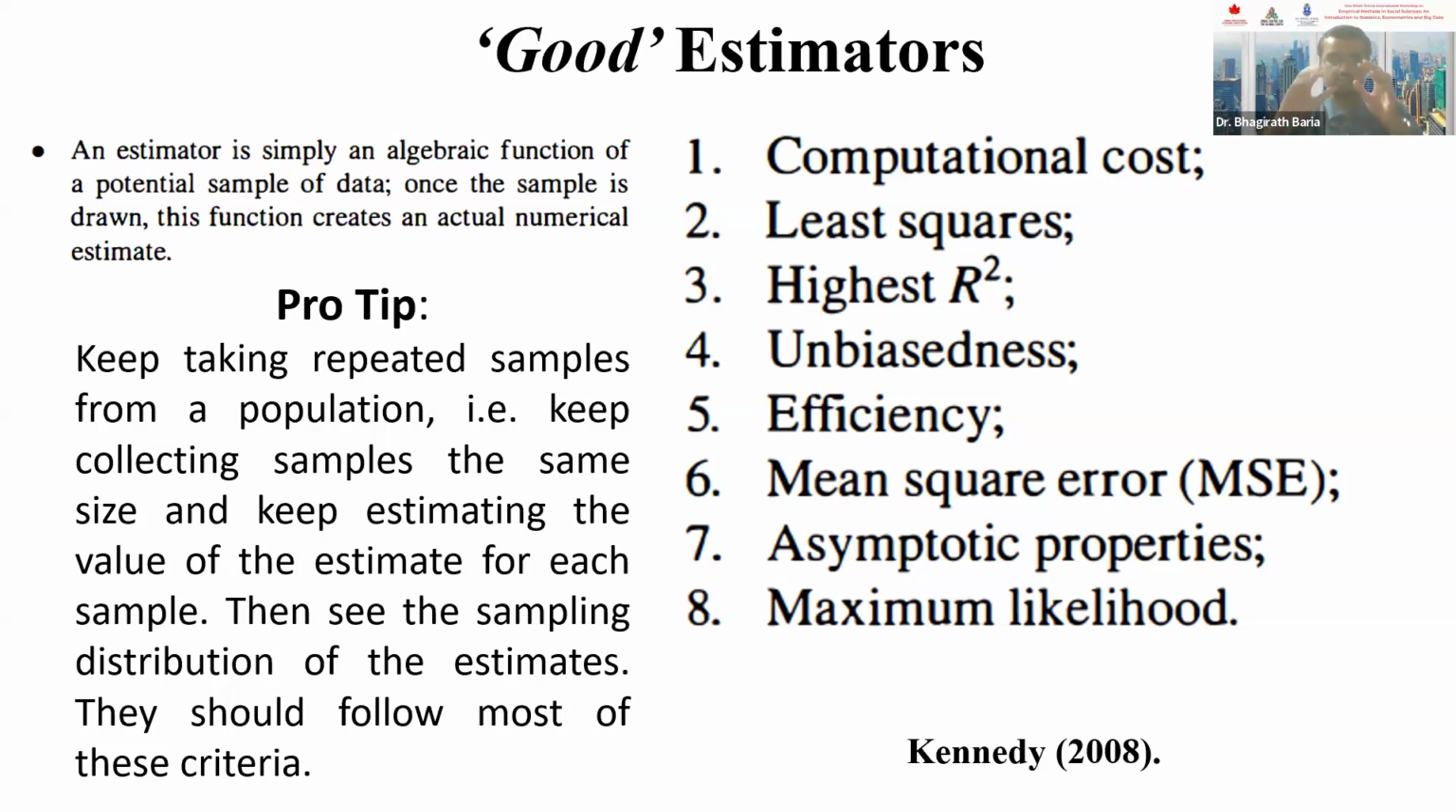That sampling distribution should follow these 8 properties, or at least the last, the property from fourth to the last one. If they follow these 8 properties, then we call it a good estimator. Its cost should be low. It should be least squares.